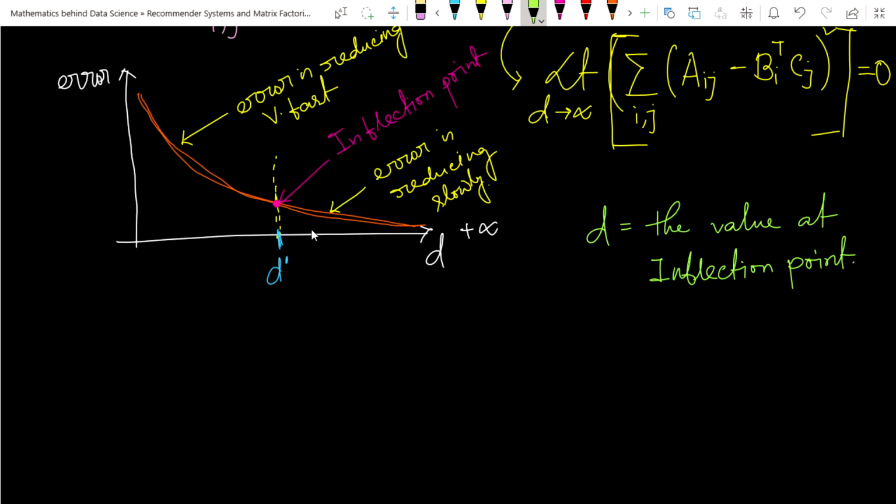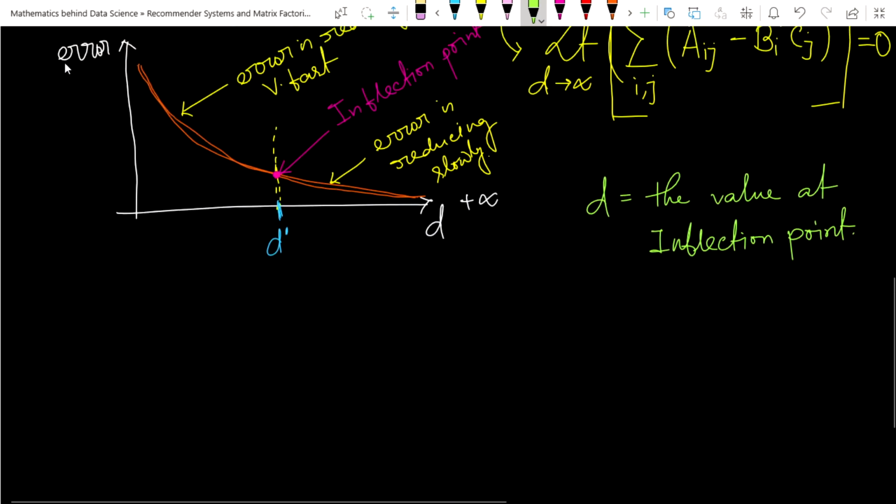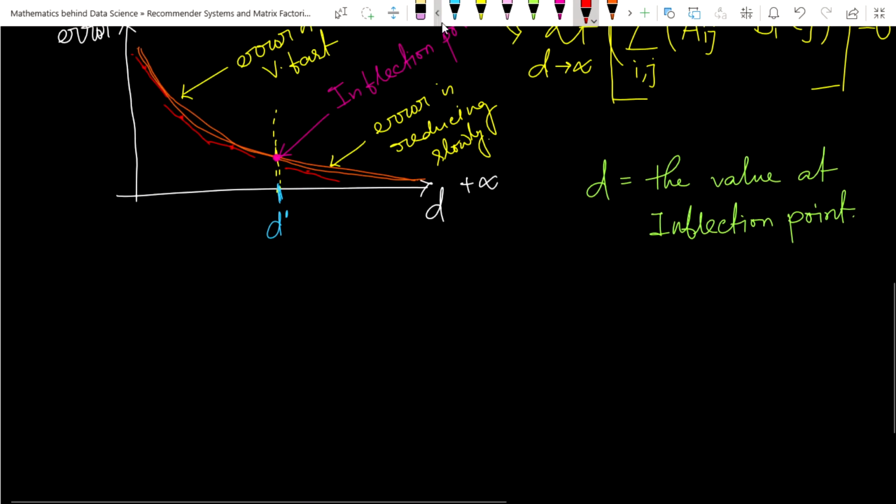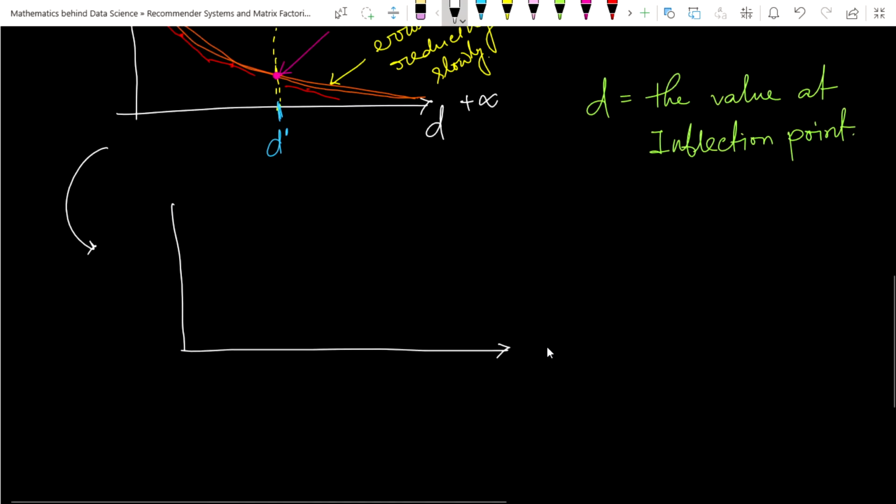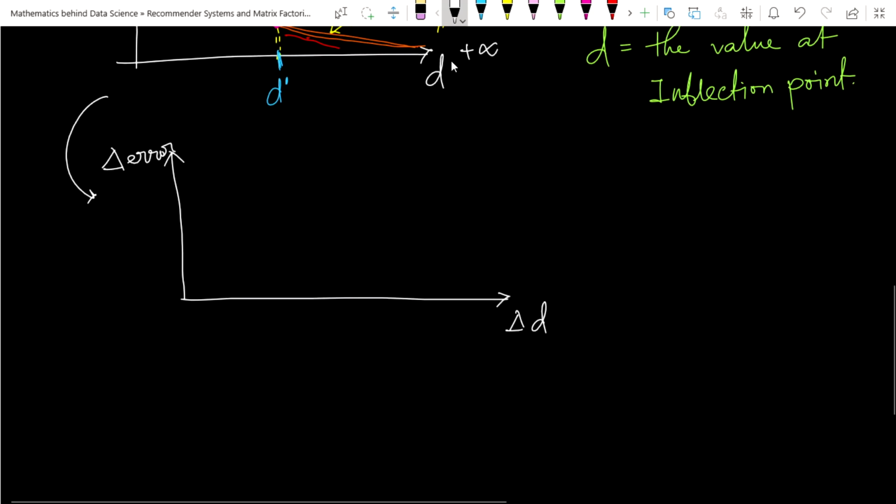If you see this picture in a derivative form, I think it will be easier to understand. Instead of using the error term, we use the derivative, meaning the rate of change; I'm interested in finding its slope value. What will be the slope at this point? In this region, the slope changes dramatically, but here the slope is not changing so much. So let's plot the slope: this axis is d, and here it is the derivative of the error term, del error by del d.